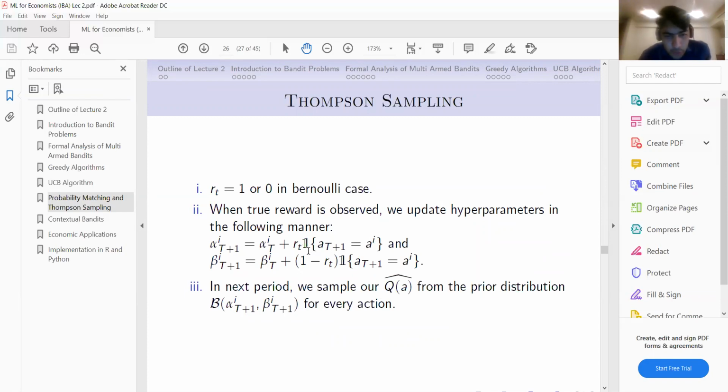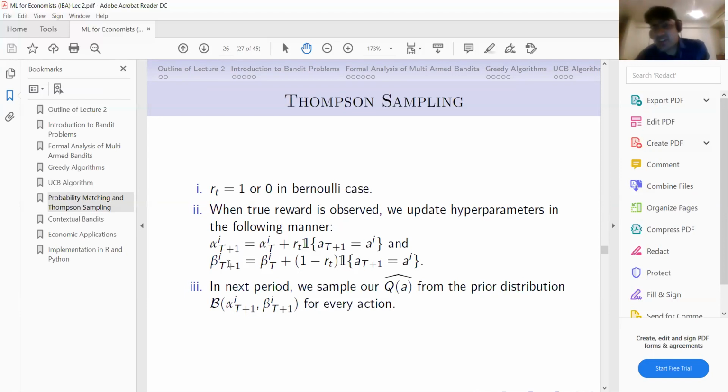So if you took this decision, this indicator variable will be equal to 1 times R_T, which will be equal to 1 if you get a reward. If you didn't get a reward, then R will be 0. You don't add anything because remember alpha is the number of successes. So obviously the number of successes will be simply equal to the number of successes in the last period plus 0, if you have no new successes. But if you did have a success, and R_T will be 1 when you tried the action A_i, so this whole term will be 1. So you'll add 1 to the number of successes.